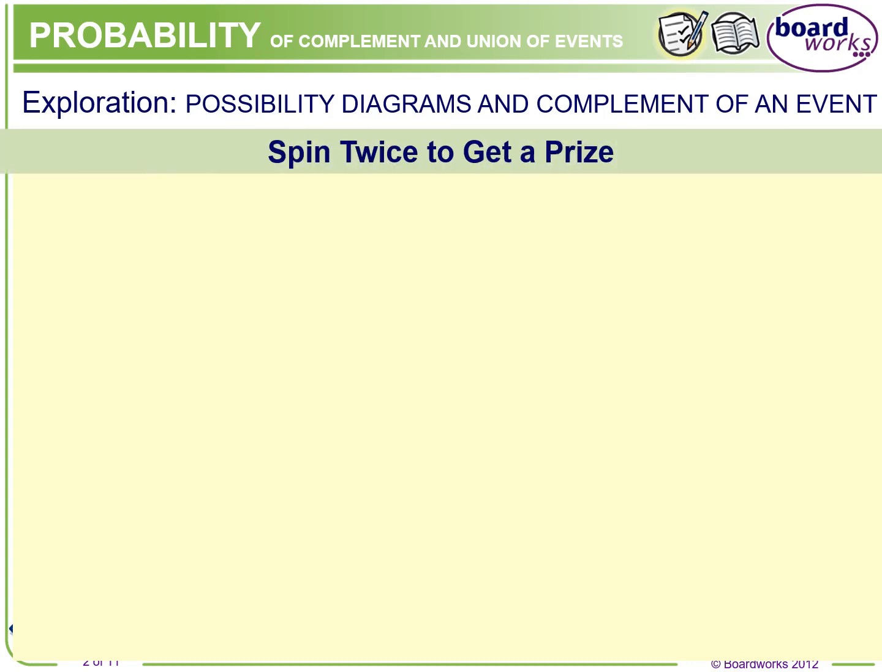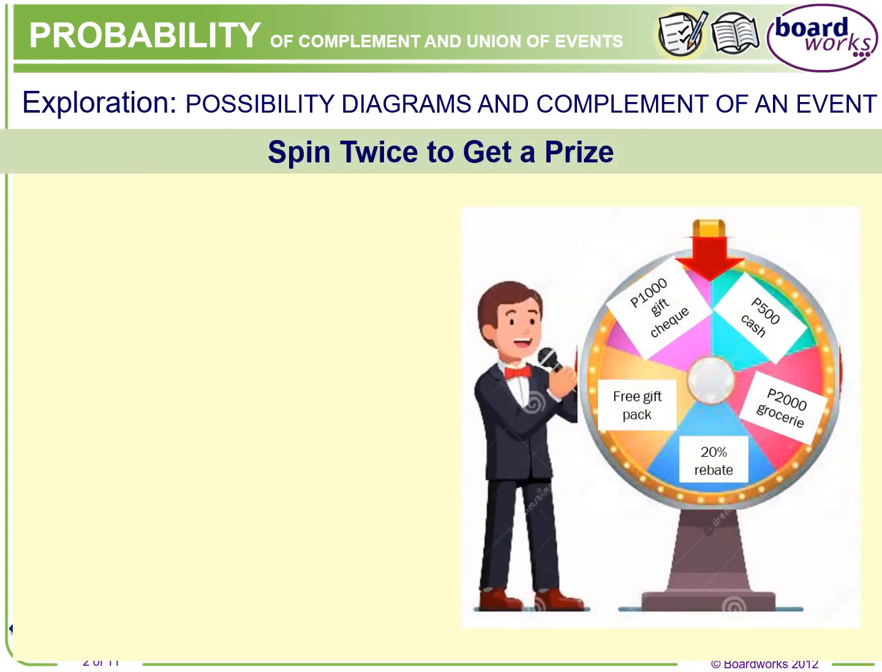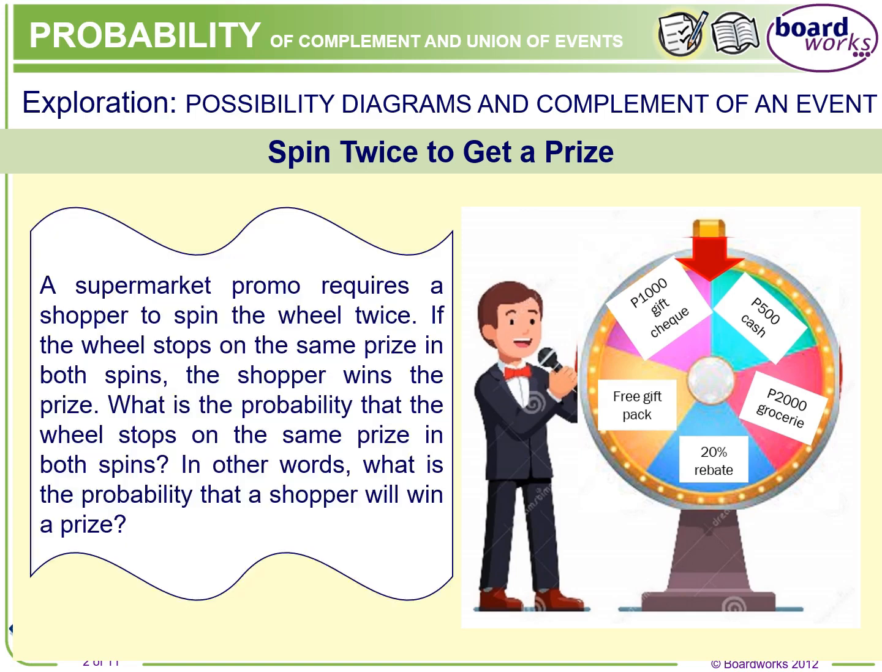We have here a spin twice to get a prize. A supermarket promo requires a shopper to spin the wheel twice. If the wheel stops on the same price in both spins, the shopper wins the prize. What is the probability that the wheel stops on the same price in both spins? In other words, what is the probability that a shopper will win a prize?